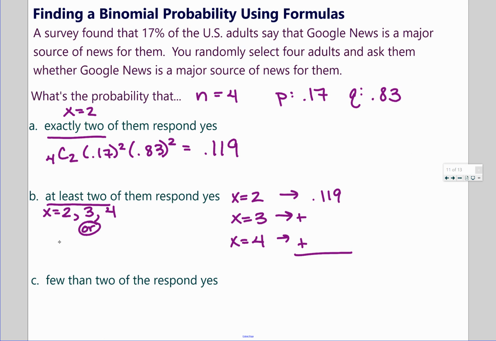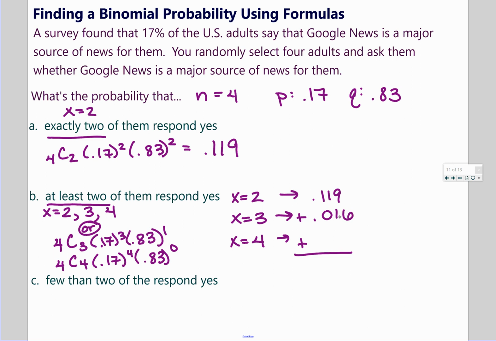So for 3, it's going to be 4 choose 3, 0.17 to the third, 3 successes, 0.83 to the first, and 4 choose 4 would be 4 successes and 0 failure. So you can just edit what you typed in previously, change those x values around a little bit. So for x is 3, I'm going to get 0.016.